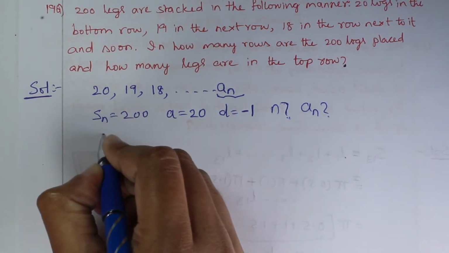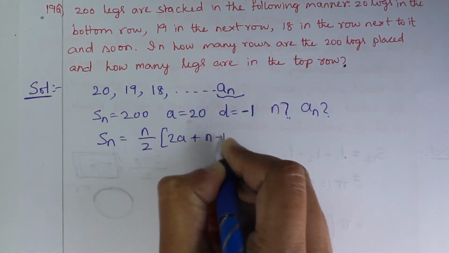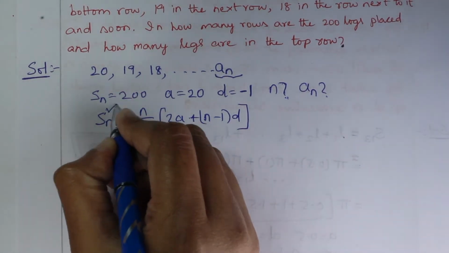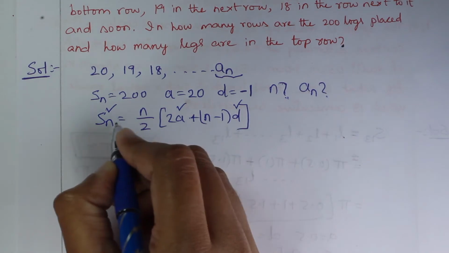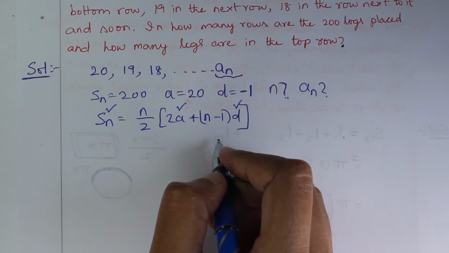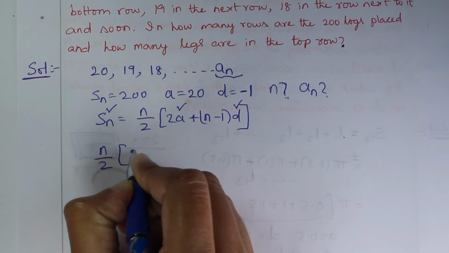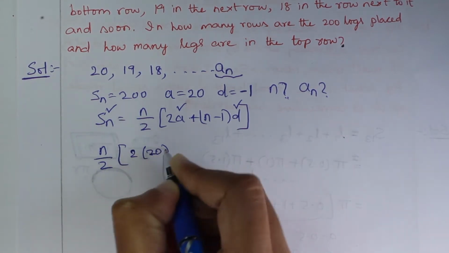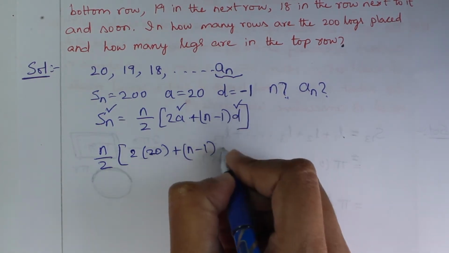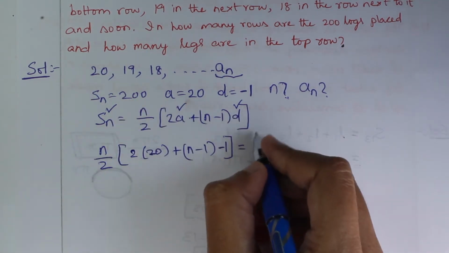Now we know the formula of Sn, right? Sn is equal to n by 2 into 2a plus n minus 1 into d. Now let's substitute here. I know the Sn value, a value and d value, and we will get a quadratic equation in n, and we can solve that equation to get the values of n. So n by 2 into 2 into a, a is 20, plus n minus 1 into d, d is the common difference minus 1, is equal to the sum of all the terms, 200.